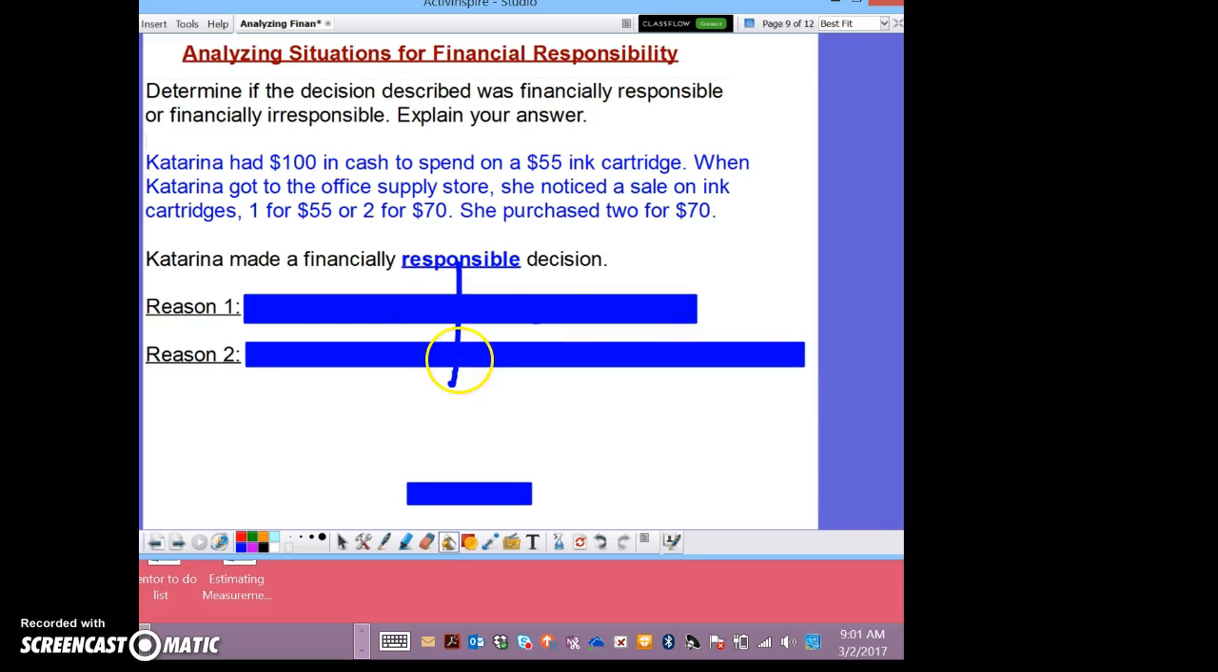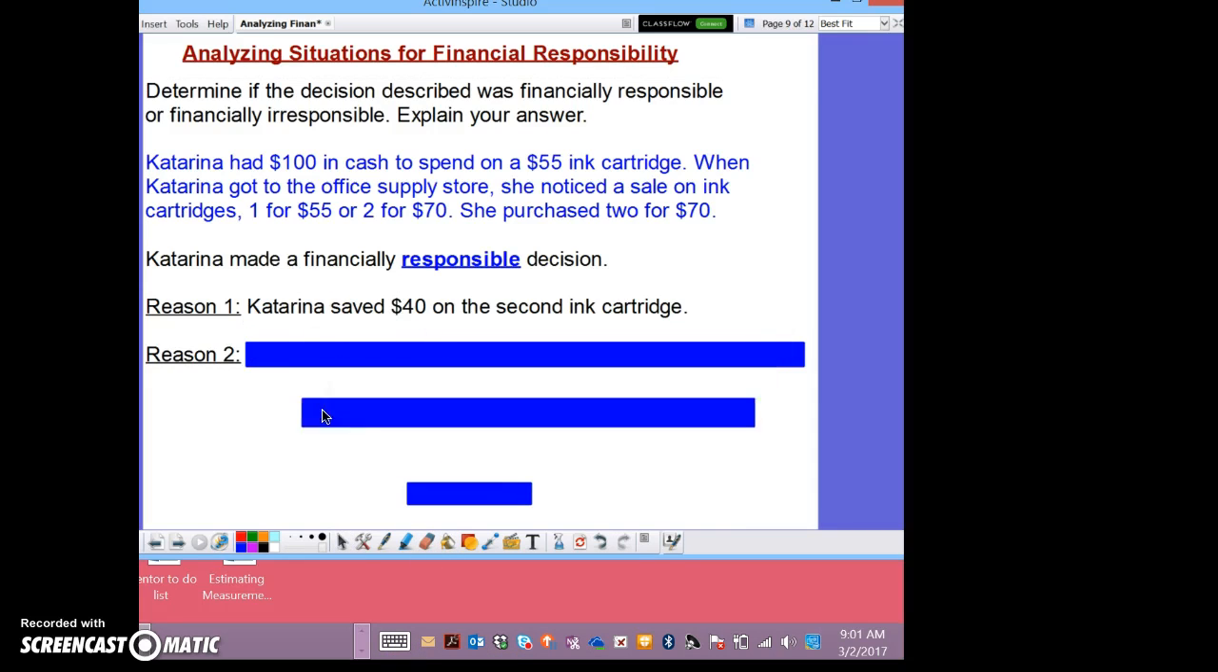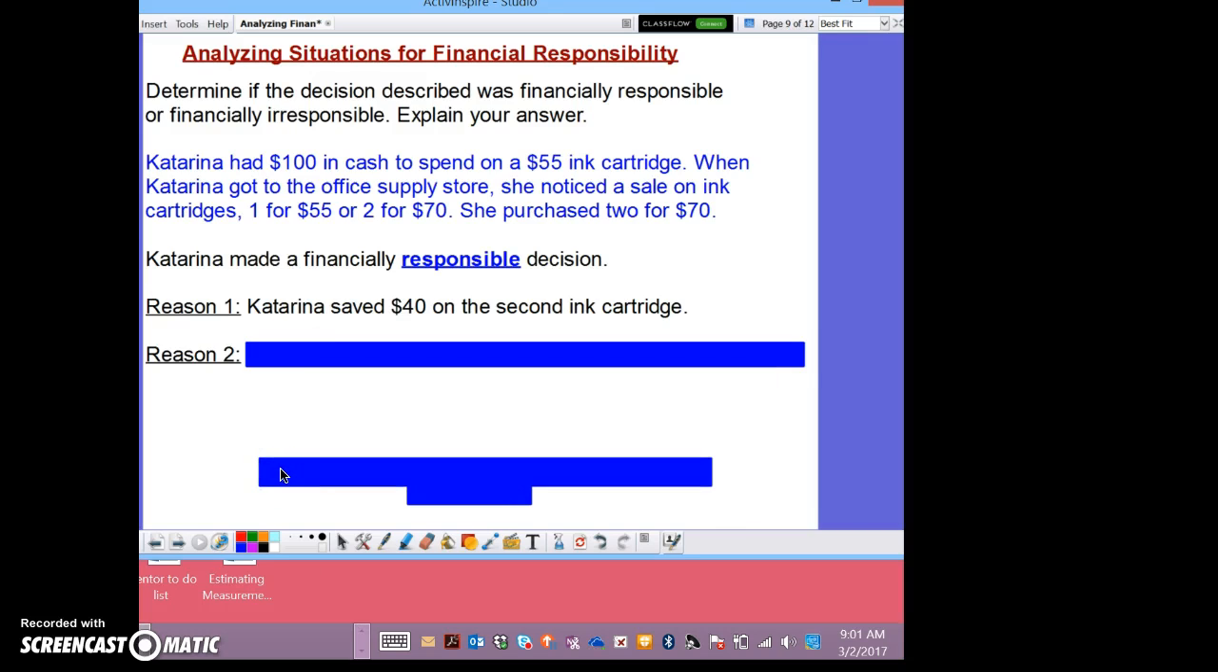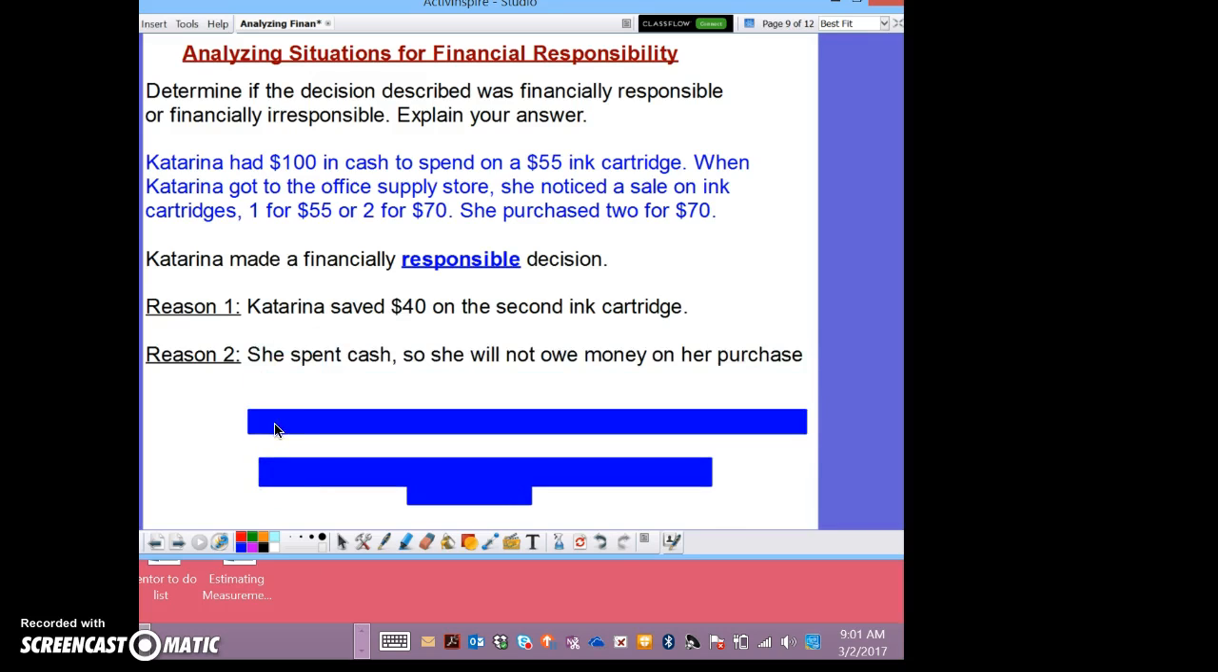Excuse my random mark. She was financially responsible because she saved $40 on the second ink cartridge and she spent cash, so she doesn't owe any money on her purchase or will not be charged any interest.